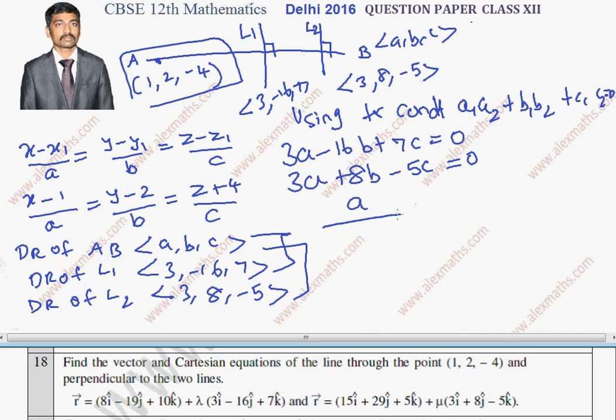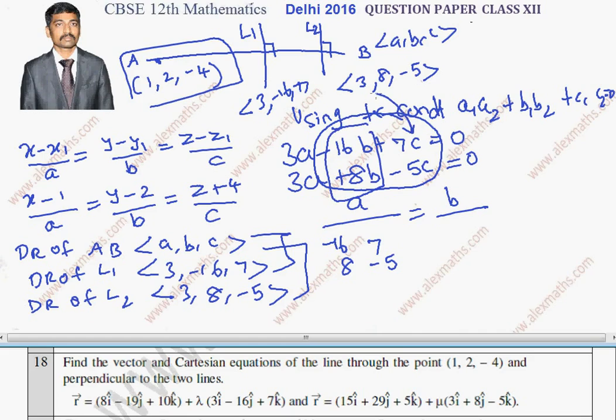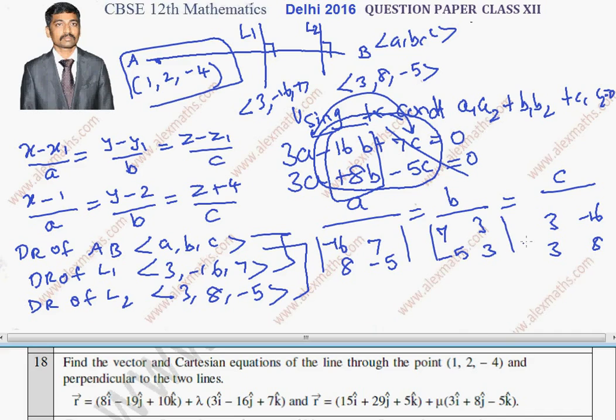So write a by, now write all the coefficients of b and c as a 2 by 2 determinant. So minus 16, 8, 7, minus 5, equal to b by. Now leave b, write only a and c. First I have to write the c coefficient, then the a coefficient, equal to c by, now leave c, write only a and b coefficients. So this is like a 2 by 2 determinant. If you find the value of this, then that is the a, b, c value itself.